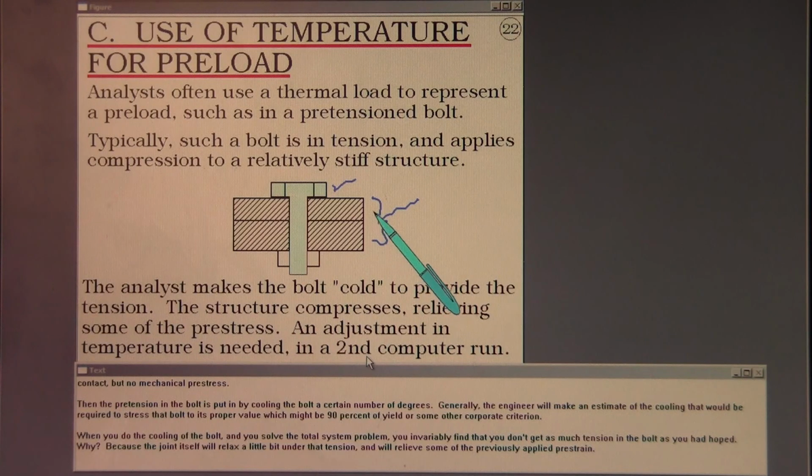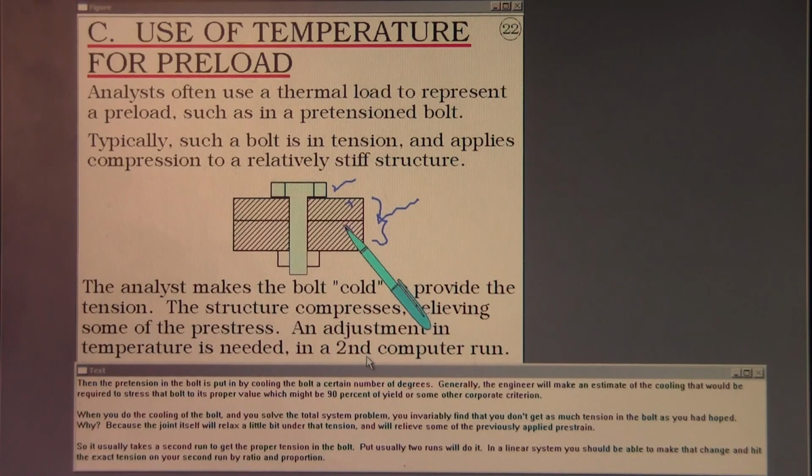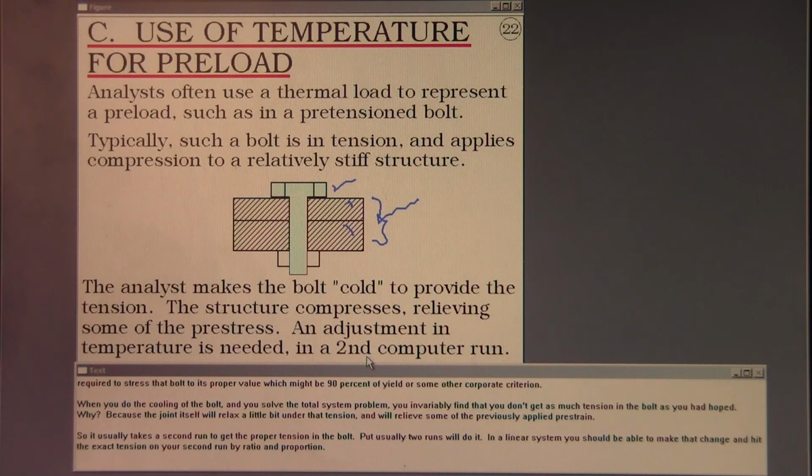When you do the cooling of the bolt and you solve the total system problem, you invariably find that you don't get as much tension in the bolt as you had hoped. Why? Because the joint itself will relax a little bit under that tension and will relieve some of the previously applied pre-strain. So it usually takes a second run to get the proper tension in the bolt. But usually 2 runs will do it. In a linear system, you should be able to make that change and hit the exact tension on your second run by ratio and proportion.